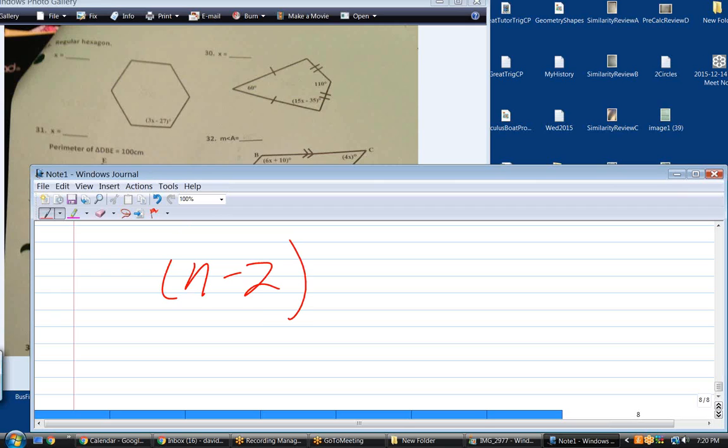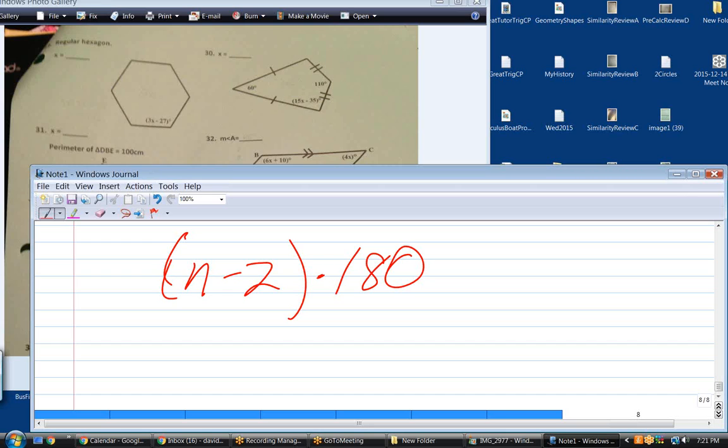Is it the n minus 2 times 180? Okay. Does that work for a triangle? How many sides in a triangle? 3. What's the sum of the angles in a triangle? 180, so it doesn't really work for a triangle, but... Hold it, it does work. 3 minus 2 is 1, times 180 is 180. Does it work for a rectangle? Yes. If it works for a triangle and it works for a rectangle, that's probably the right formula.